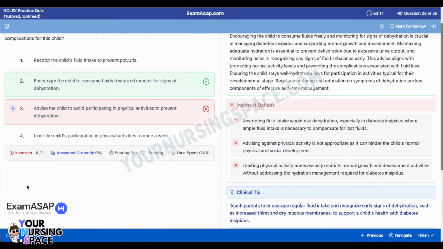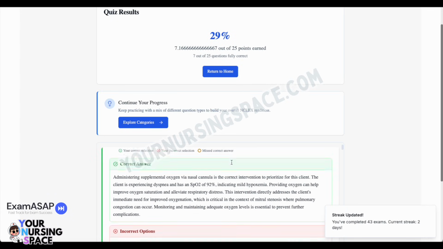Okay, everyone, that was it for today's question bank. At the end of this tutor mode, you will get the score and all the rationale details here.